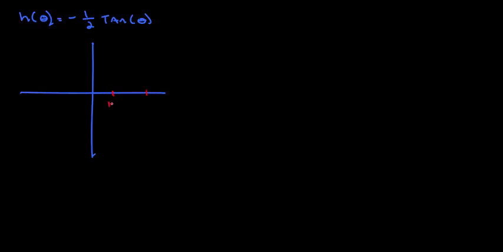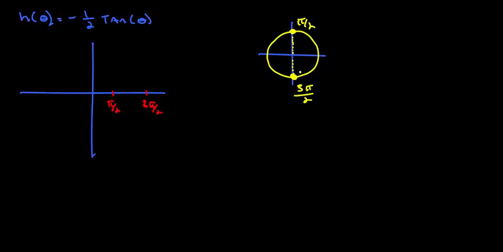The first asymptote is going to occur at pi over 2. The second one is going to occur at 3 pi over 2. The reason for this, just a refresher for you, is if you think about the way the unit circle works, the tangent value is, well, there's a couple ways to think about it. I'm going to think about it as the slope of the line coming out to the angle, and anytime you're vertical, either up or down, so here at pi over 2 and here at 3 pi over 2, you're going to have a vertical tangent line.